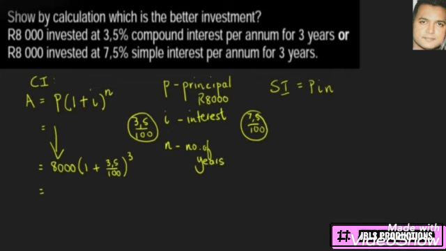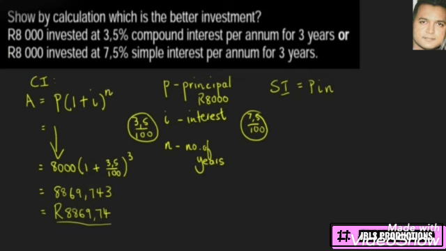And our amount will be 8869,743. Now remember, we're dealing with money, so we will have to round off to 2 decimal places. So it will be 8869,74, and this will be the accumulated amount for compound interest.